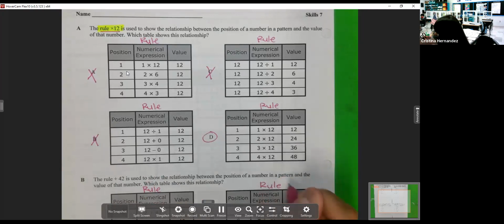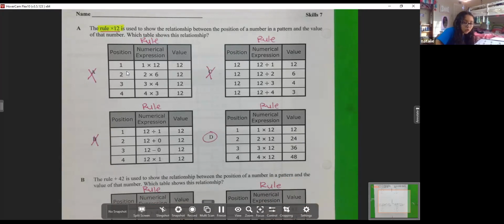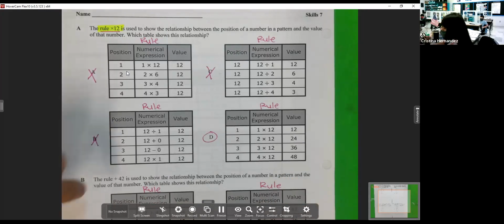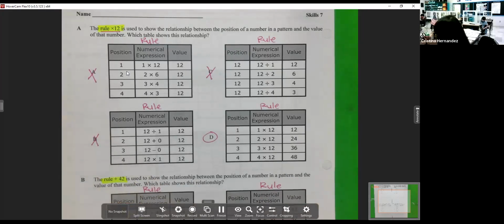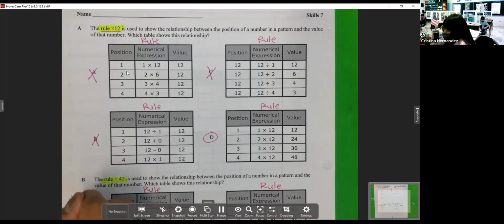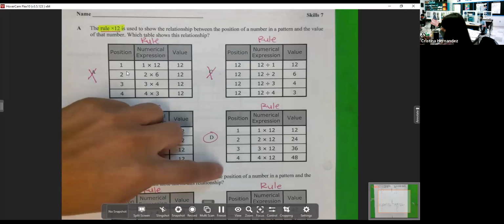Oh, so the next one gets tricky. Our rule is... hold on. No, the rule is plus 42. That's what we're looking for. This is where it gets tricky. Plus 42. Okay, it is used to show the relationship between the position of a number.